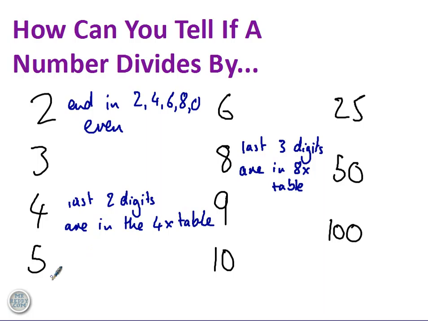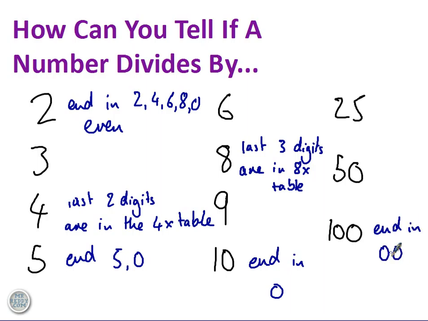Okay, other easy ones. 5, all numbers in the 5 times table end in 5 or 0. All numbers in the 10 times table end in 0. All numbers in the 100 times table end in at least 2 zeros. Numbers in the 50 times table end in 50. The last 2 digits are either 50 or 00. Numbers in the 25 times table, the last 2 digits will always be 25, 50, 75 or 00.